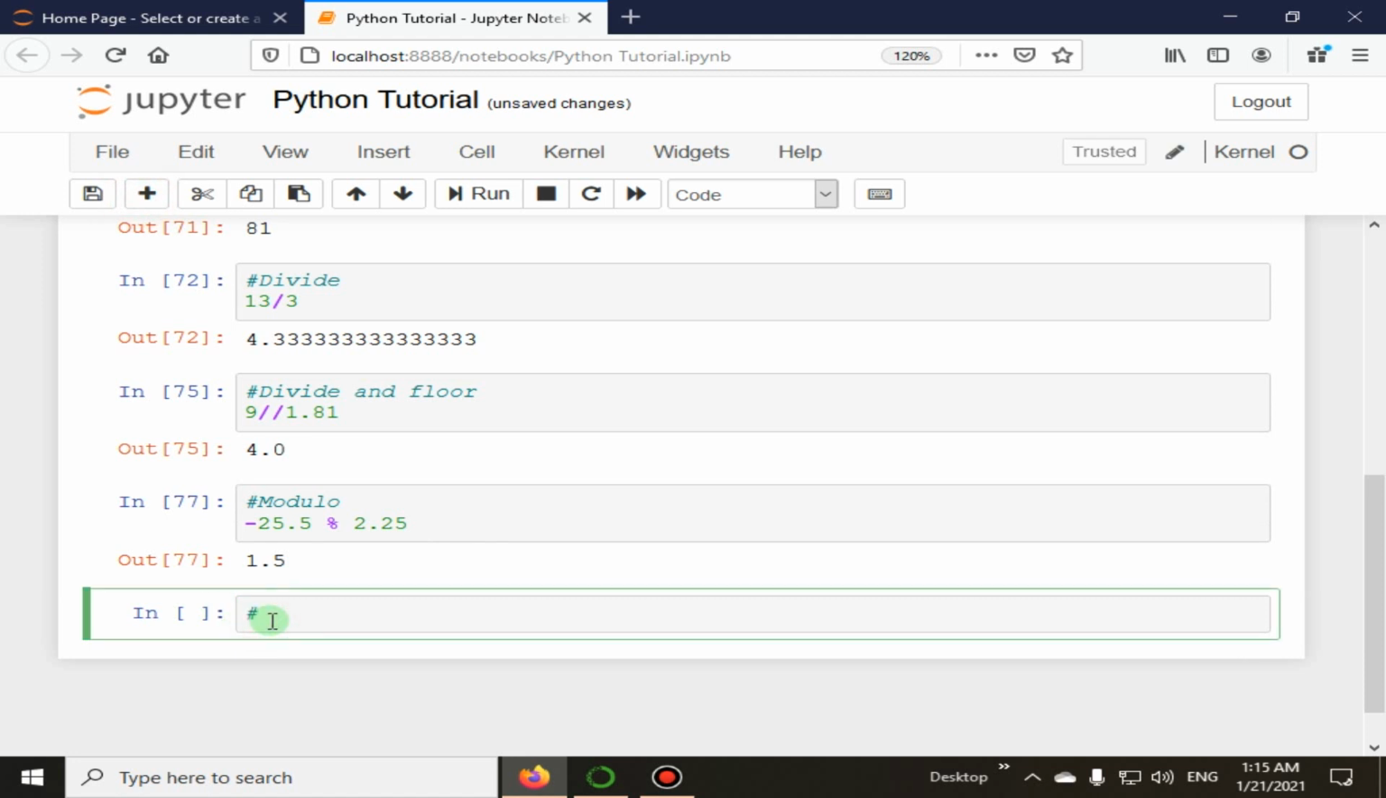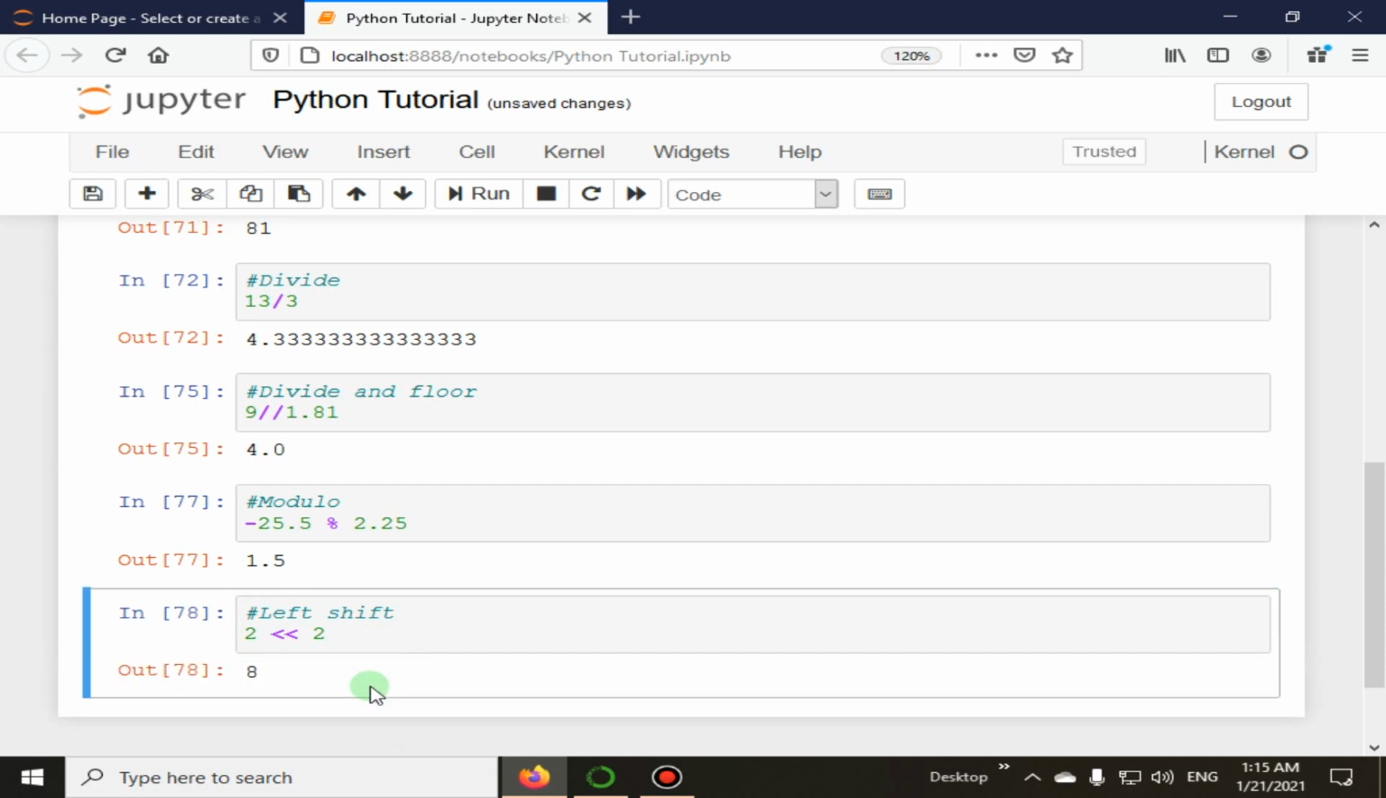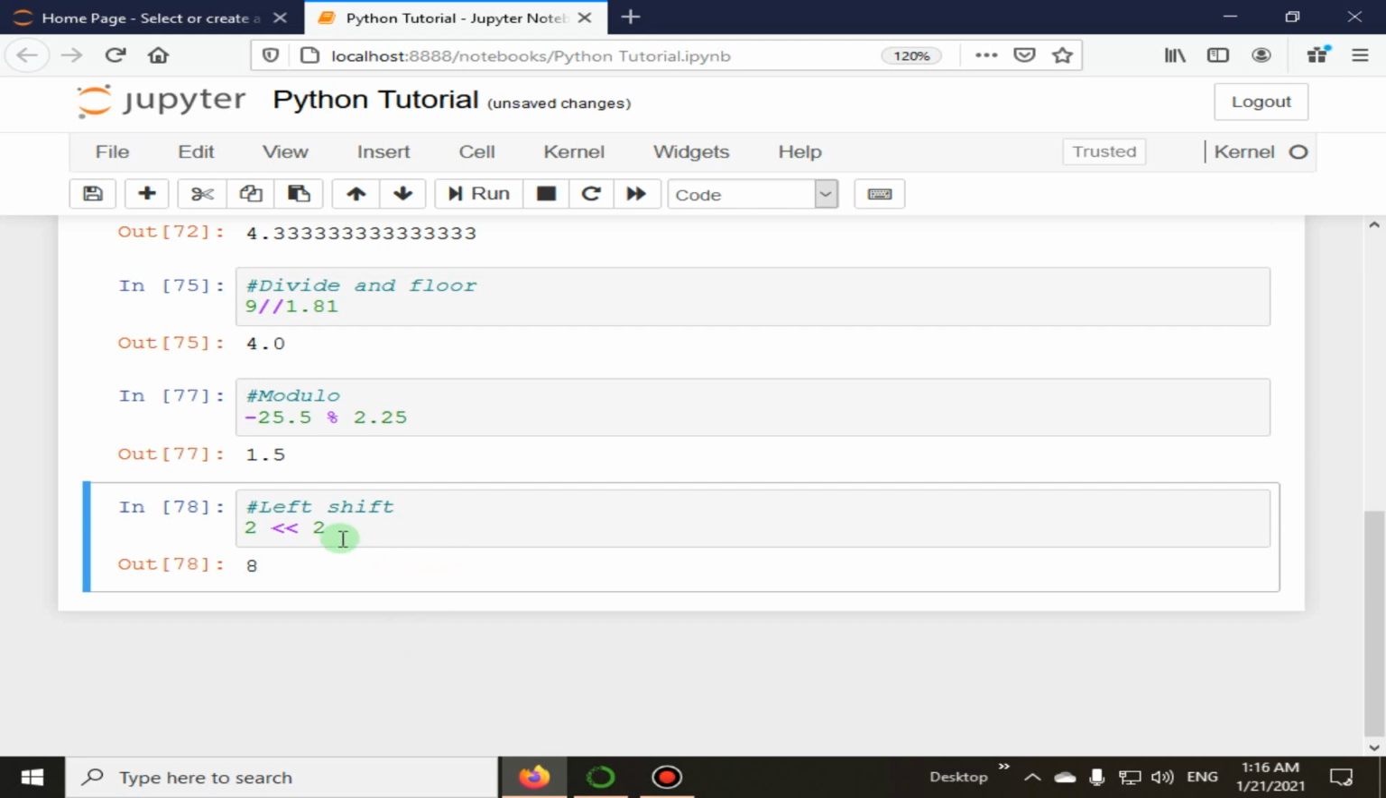Here we will use left shift, and this will shift the bits of the number to the left by the number of bits specified, and each number is represented in memory by bits or binary digits 0 and 1. So 2, this is the symbol of left shift. This will give 8. This is represented by this one, and left shifting by 2 bits gives us 1000, which represents the decimal 8.